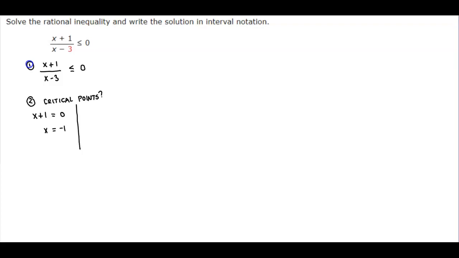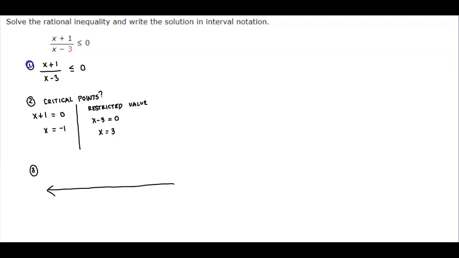And then in the denominator, we're going to have a restricted value because we cannot let that denominator equal 0. But it is still a critical point. So we're going to take x minus 3, set that equal to 0, and solve for x, and then we get 3. So therefore, those are our critical points.